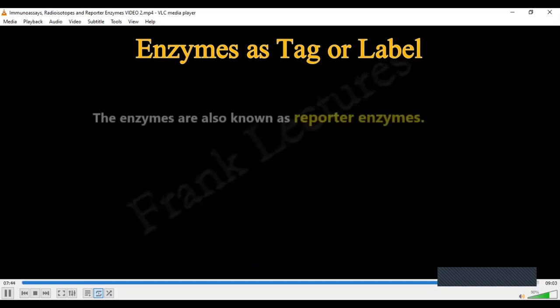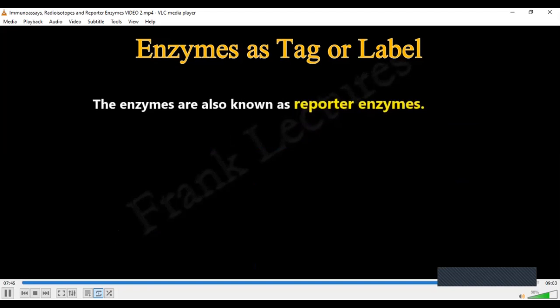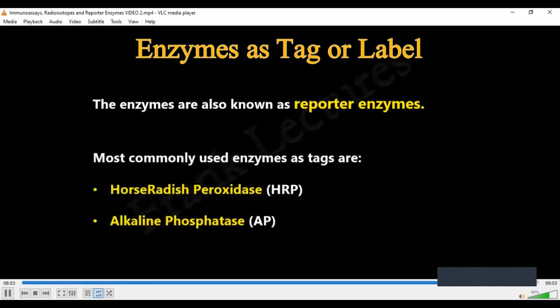These enzymes are also known as reporter enzymes. This is because they produce a color change when the enzyme reacts with its substrate. This color change tells the observer that reaction has taken place. Most commonly used enzyme labels are horseradish peroxidase and alkaline phosphatase.